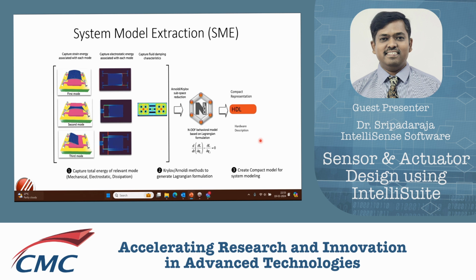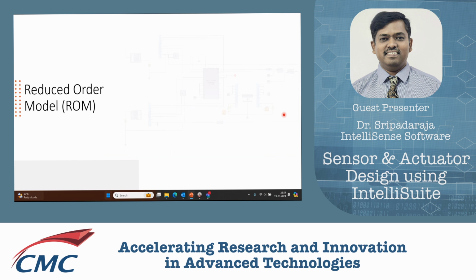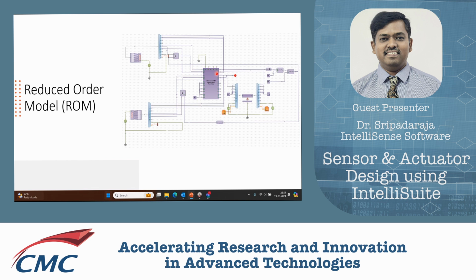So we do a system model extraction. What we generally do is we capture the strain energy associated with each mode of vibration. In case it's an electrostatic model, then we capture the electrostatic energy, and we capture the fluid damping characteristics like the viscous damping effects, and then we integrate them into an HDL file and push this to a reduced order model simulation.